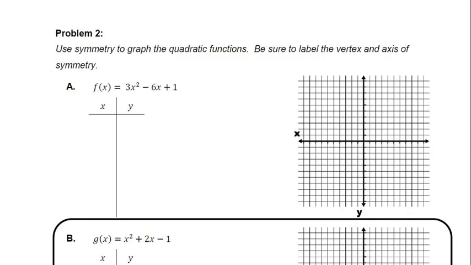All right, it says problem. This is chapter 3.2, problem 2. It says use symmetry to graph the quadratic functions. Be sure to label the vertex and axis of symmetry. So just like problem 1, we're doing the same thing except now we have a standard form equation.